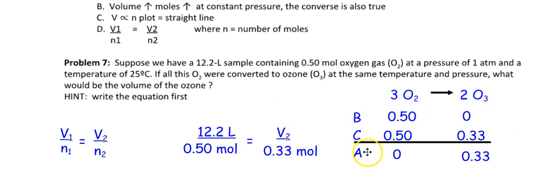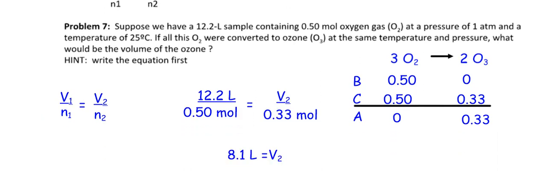So look over here first. I didn't bother hiding my other stuff. So here's my 0.5 moles of O2. So I need to go 0.5 divided by 3 times 2, and I get 0.33. So I have 0.33 moles of ozone. So if I have 12.2 liters over 0.5 equals what over 0.33? You end up with 8.1 liters of gas.